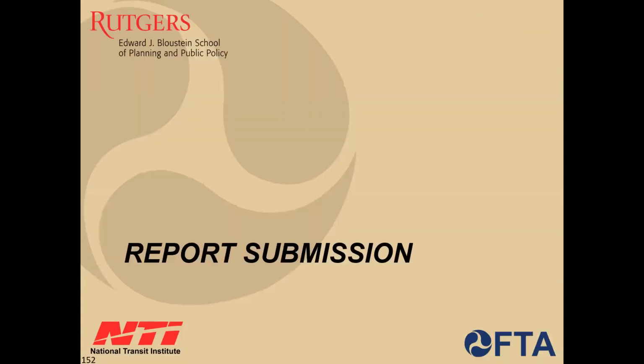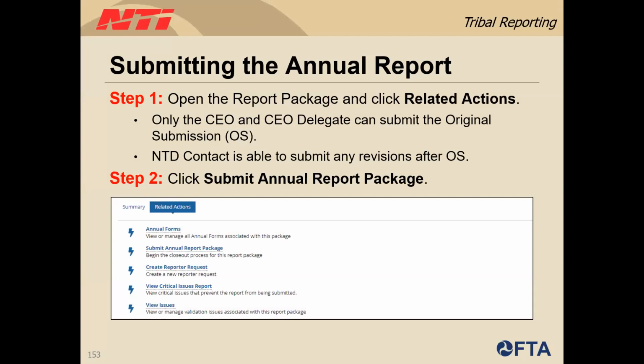Once you complete all of the forms, you will need to submit the report within the NTD system. So please note that saving and validating the D10 form does not in itself constitute submission of the report. To initiate the submission process, open the report package and select related actions. Please note that only the CEO or CEO delegate can submit the original submission or first draft of the NTD report, and the NTD Contact can submit all subsequent revisions. So in the related actions menu, select Submit Annual Report Package.